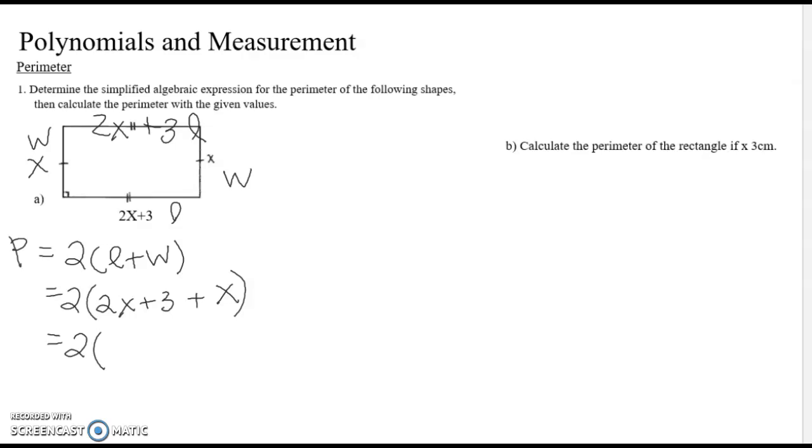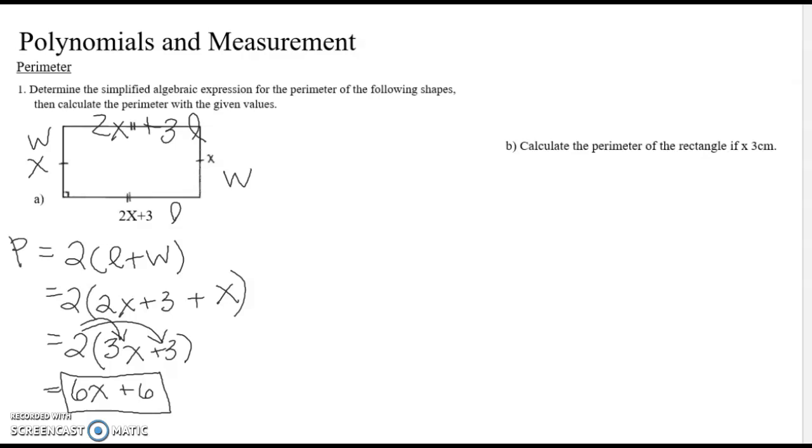So here we have 2x plus another x, so we know we have 3 x's, and then still plus 3. And then next we have to multiply everything in the bracket by 2. So 2 times 3x gives us 6x, and then 2 times positive 3 gives us positive 6. So this is our final answer here.